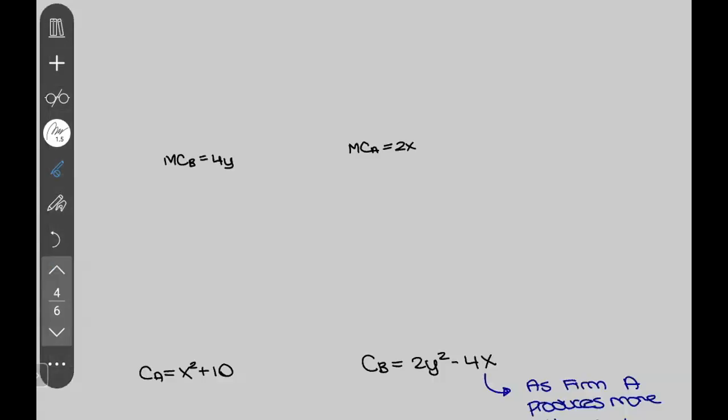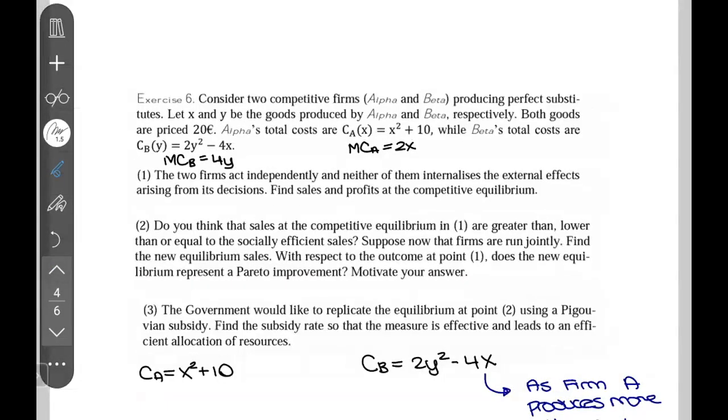And so that's when you have the merger. If you have the merger, so it's basically just one big firm producing everything, then the total cost function is just the sum of the two individual cost functions. So we had the total cost function for x, which was x squared plus 10. For y, it was 2y squared minus 4x. We're just going to add them together.